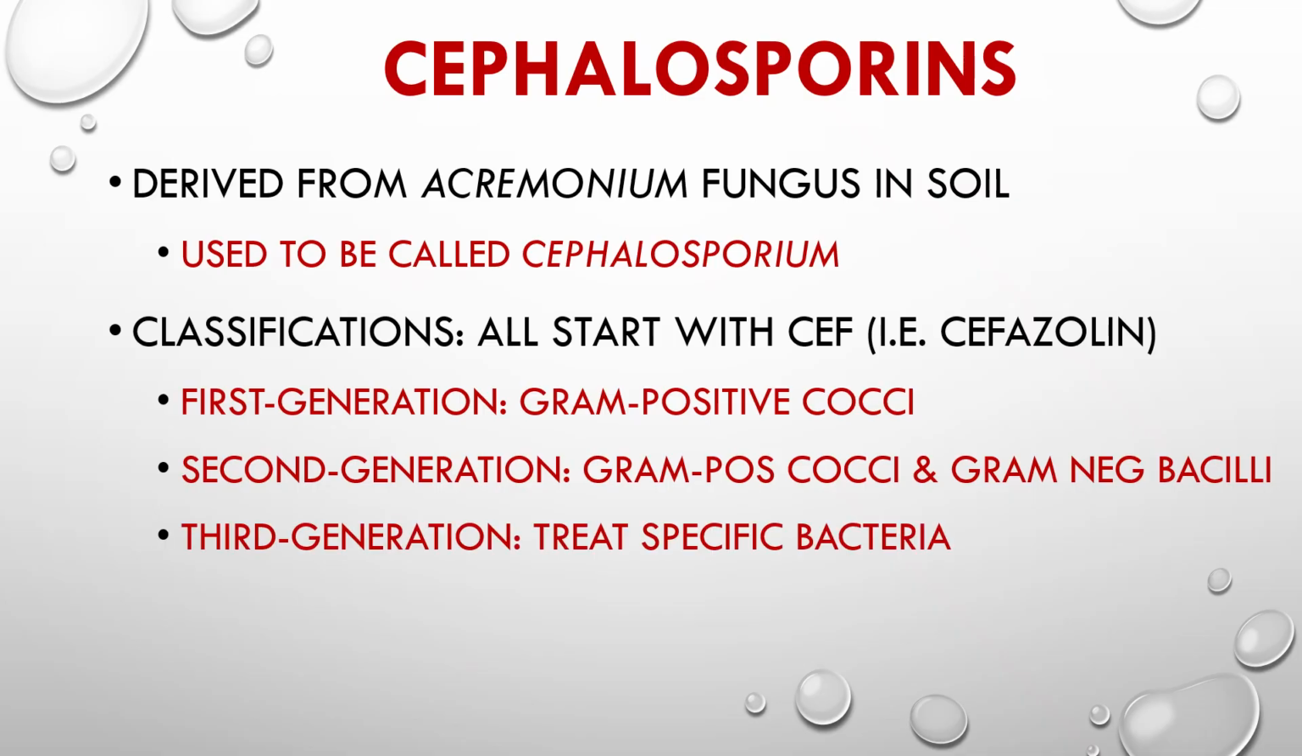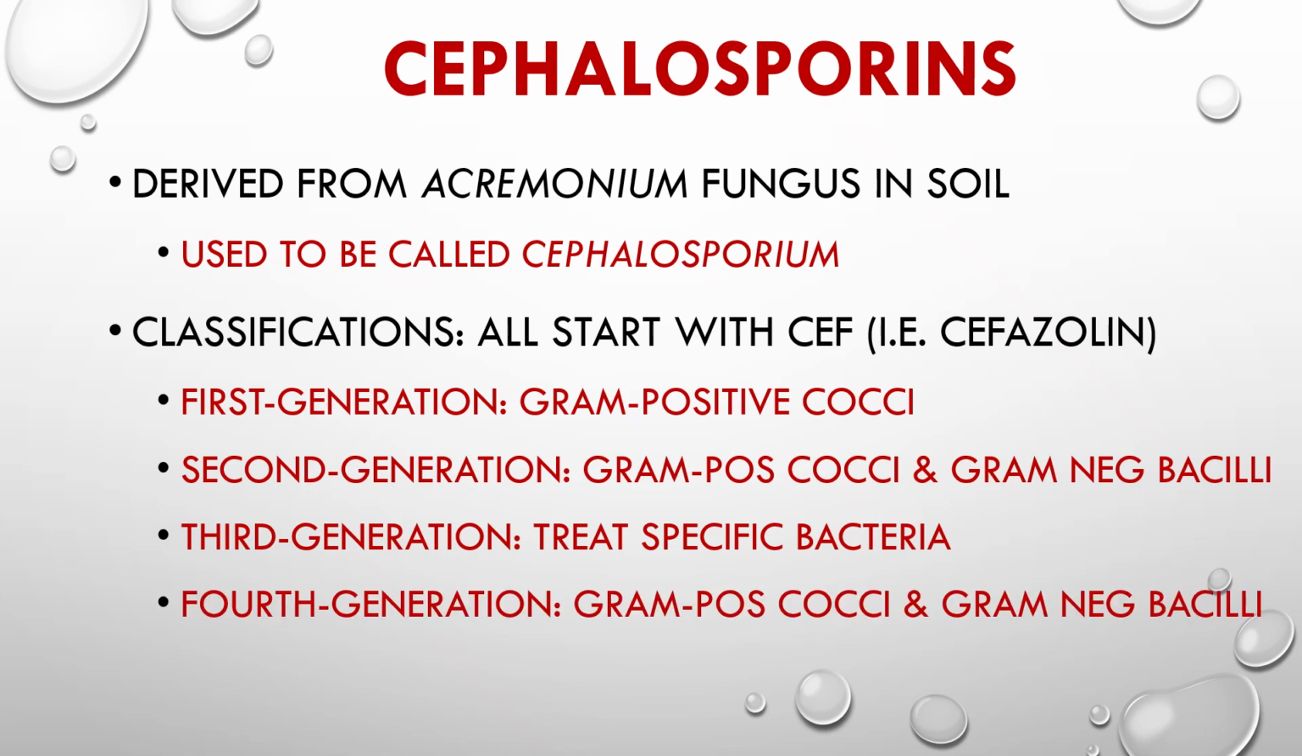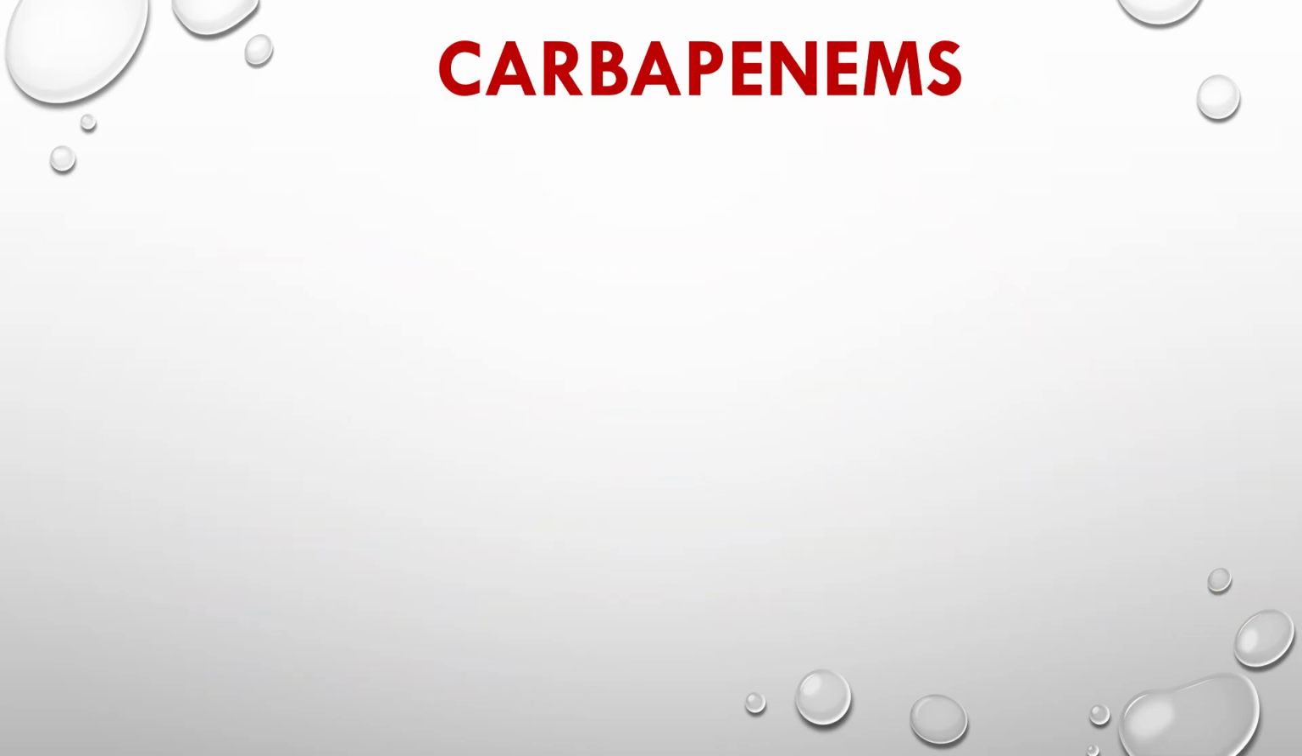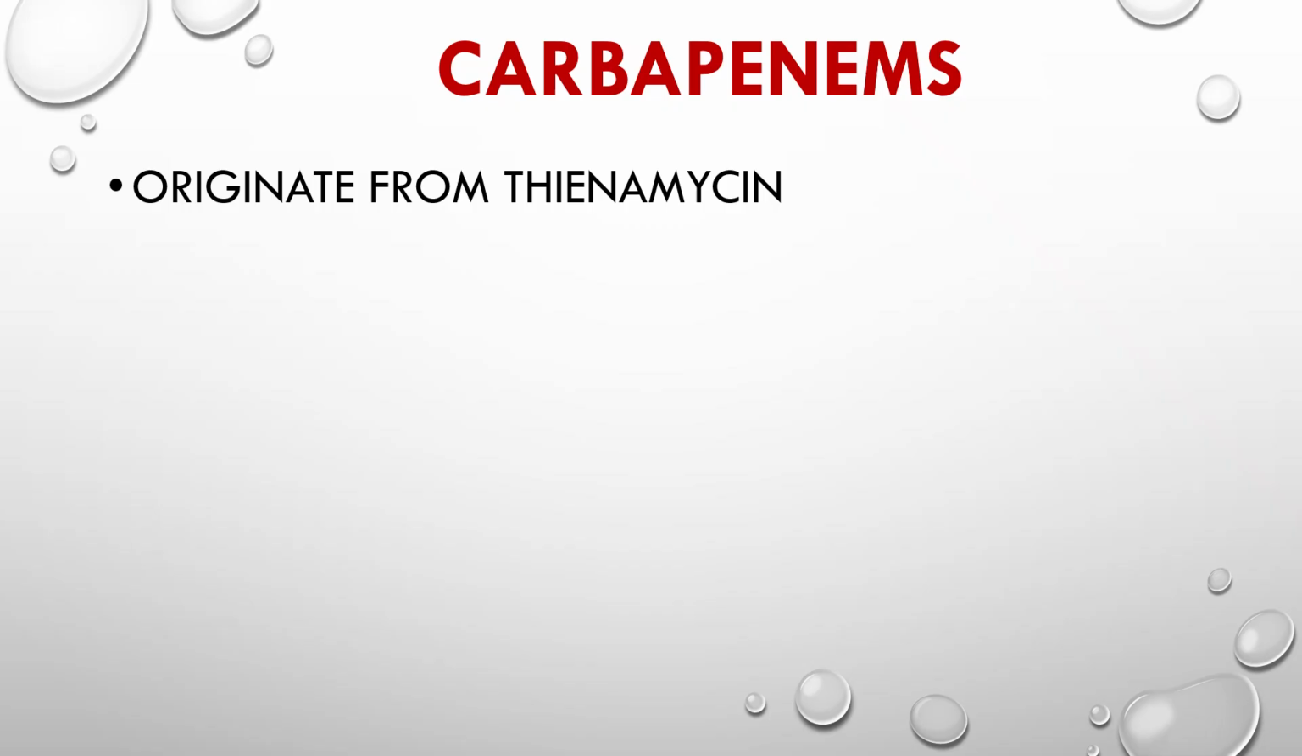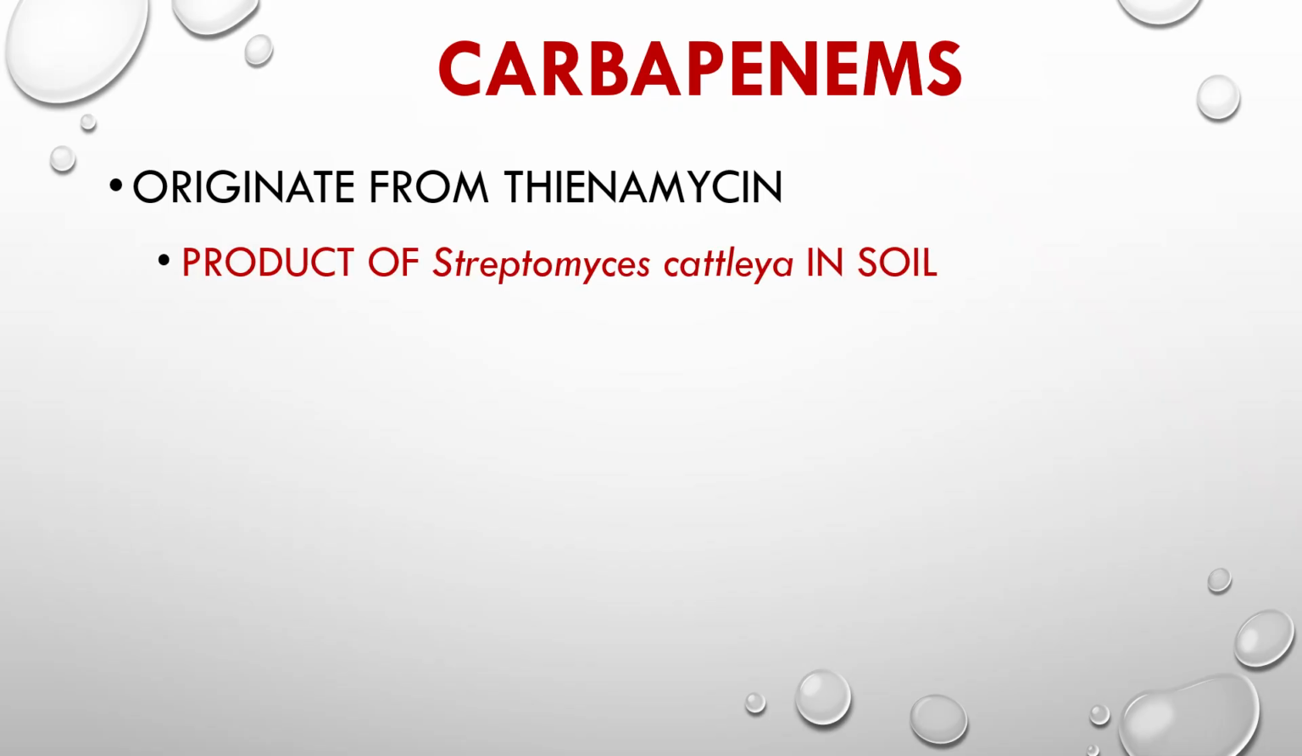Then a new generation, the third, specific types of bacteria, so narrow spectrum. Then the 4th generation, again, just some more of the gram-positive cocci, gram-negative bacilli. And then the 5th generation helps against MRSA, which is the methicillin-resistant Staph aureus. So again, as we're modifying and kind of honing in on these different antibiotics, they have different generations, so they're effective against different things.